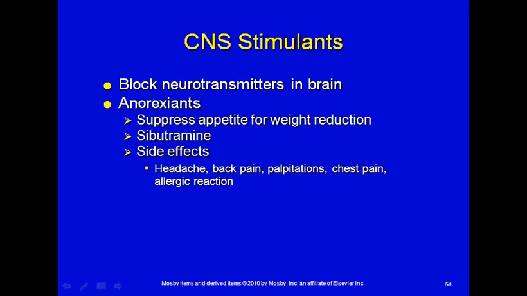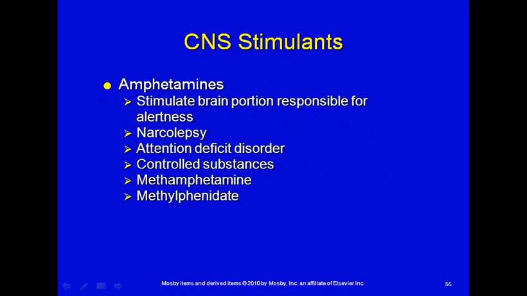CNS stimulants block neurotransmitters in the brain, and they include things like anorexiants, which suppress appetite for weight reduction. One of the medications that's used for anorexia is sibutramine, but the side effects include headache, back pain, palpitations, chest pain, and of course an allergic reaction.